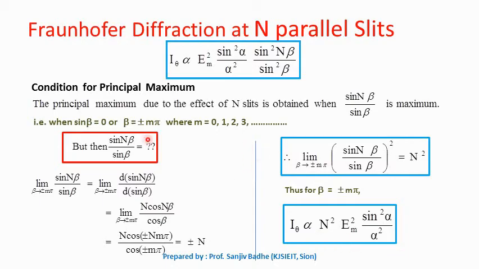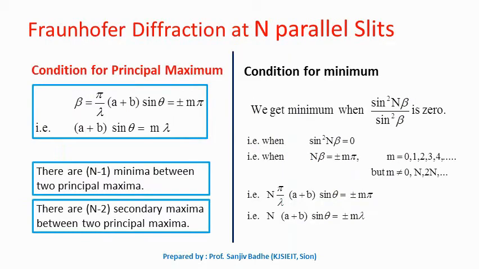So this is the condition for principal maximum. Beta is equal to plus or minus m pi, where m is equal to 0, 1, 2, 3 and so on. So we got the condition for principal maximum in the last slide. Beta is equal to plus or minus m pi. Beta is nothing but pi by lambda into (a plus b) sin theta, and therefore pi we can cancel, lambda can be taken on the other side, and the condition for principal maximum can be written as (a plus b) sin theta equal to plus or minus m lambda.